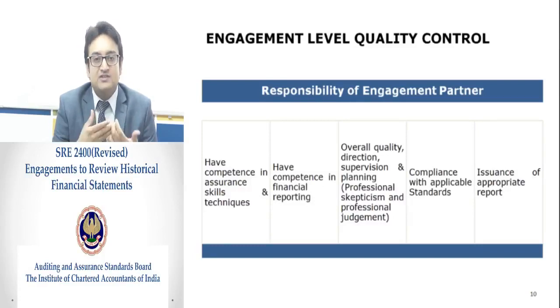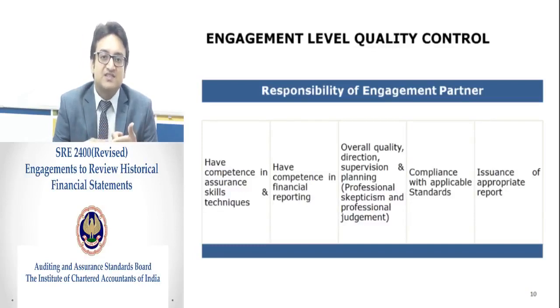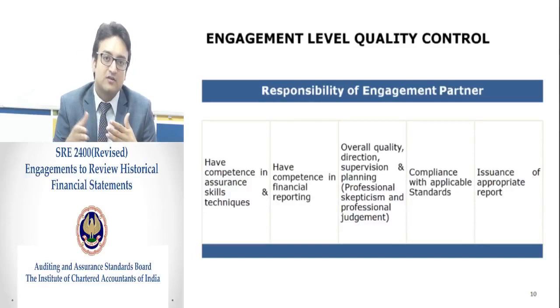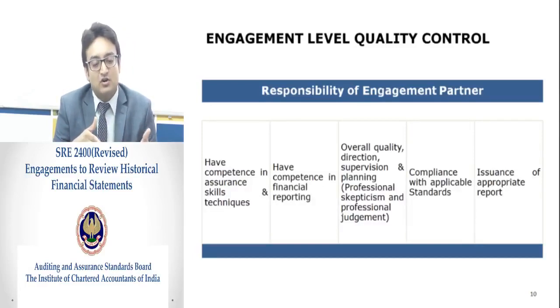So the responsibility of the engagement partner is, first, that the engagement partner himself or herself should be competent in assurance skills and techniques. If he is into some other forte and does not have adequate competency in assurance skills and techniques, he should not just go and accept the engagement. The engagement should be accepted if the engagement partner feels that either he is competent or somebody in his office, teams, or other partners are competent enough in assurance skills and techniques, and he'll be able to deploy a good team.